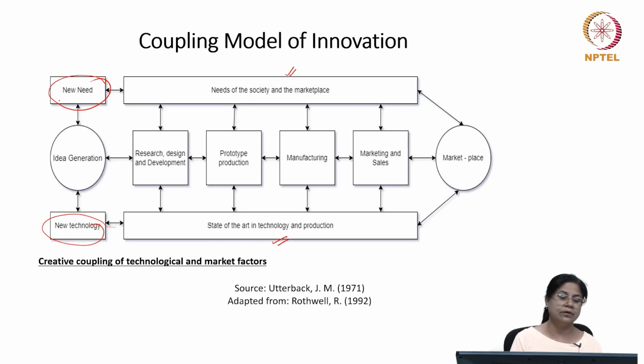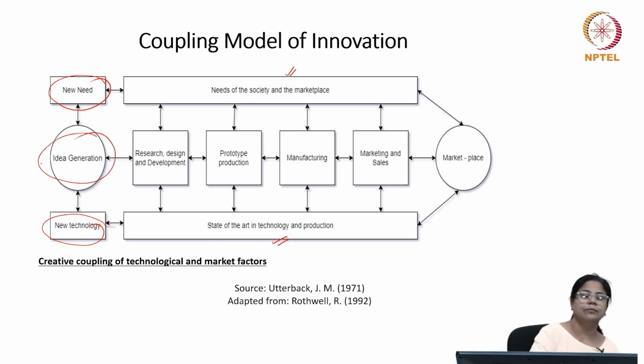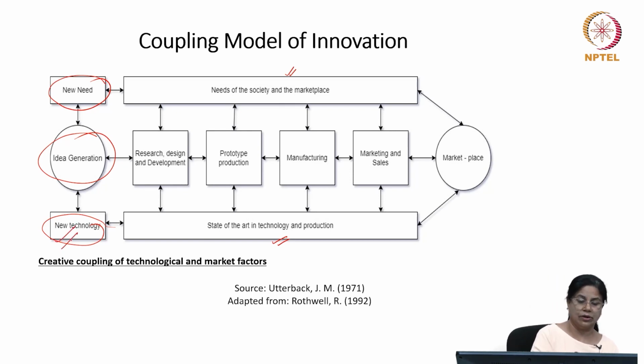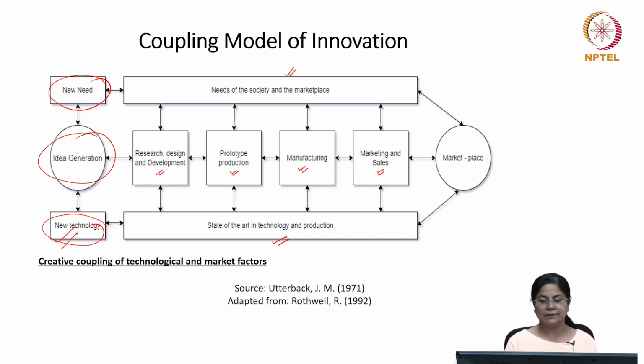And when that happens, idea generation comes into the picture. The role of an entrepreneur in this idea generation can be of paramount importance. There are needs which can be answered through a product which may engage with a new technology. Having understood that, or having got that idea, clearly the process moves forward, and there you find once again a kind of process which entails research, design and development, prototype production, manufacturing, and then marketing and sales.